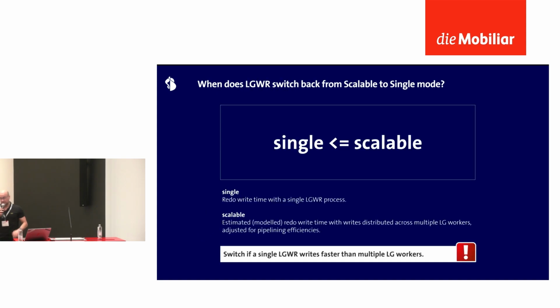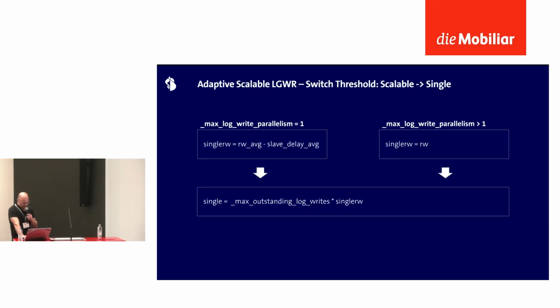When does log writer switch back? Summary, when the write time in single mode is faster than the write time in scalable mode. And behind this simple comparison here is quite a lot of complexity. It's not as simple as the switch from single to scalable mode. And I try to summarize it like here. There is again a complexity involved.